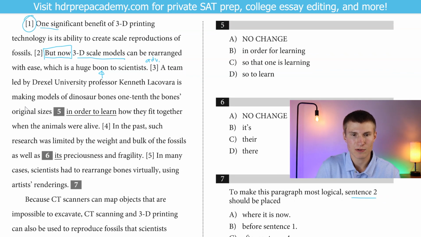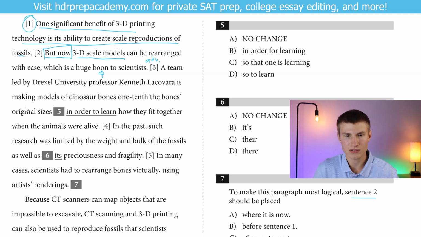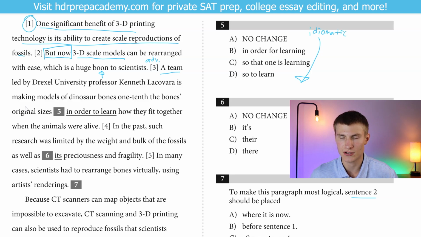We can go ahead and start from the beginning. We have one significant benefit of 3D printing technology is its ability to create scale reproductions of fossils. Skip over to a team led by Drexel University professor Kenneth Lacavora is making models of dinosaur bones 1/10 the bone's original sizes in order to learn. And then if I go and look at my answer choices, I see that they're all just sort of differences in word choice. I see this is going to be an idiom question. Okay, so this is a question about which answer choice is idiomatic. The reason I know that is because I'm not really dealing with any sort of changes in tense or in number or anything like that, or in changes of word choice in a sense.